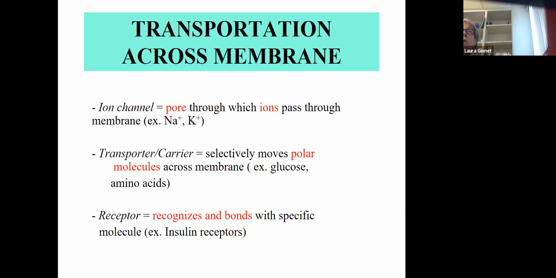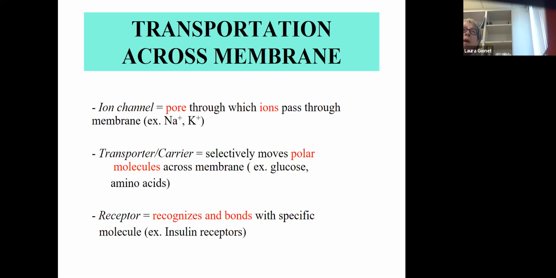Then we have transport or carrier molecules that selectively move polar molecules across the membrane. So these molecules also have charge, but the transporting molecule or carrier molecule generally attaches to and transports larger molecules than just these little ions. So glucose and amino acids are good examples of that.